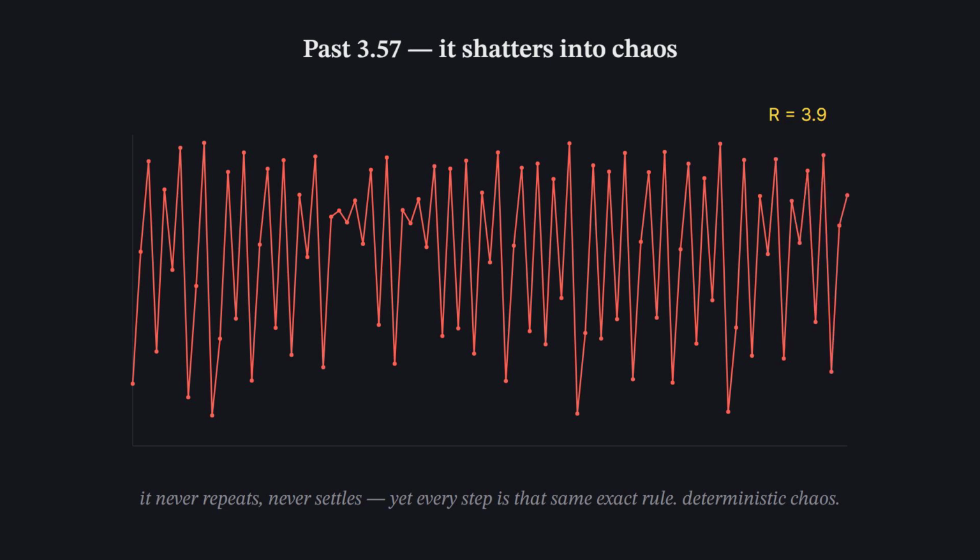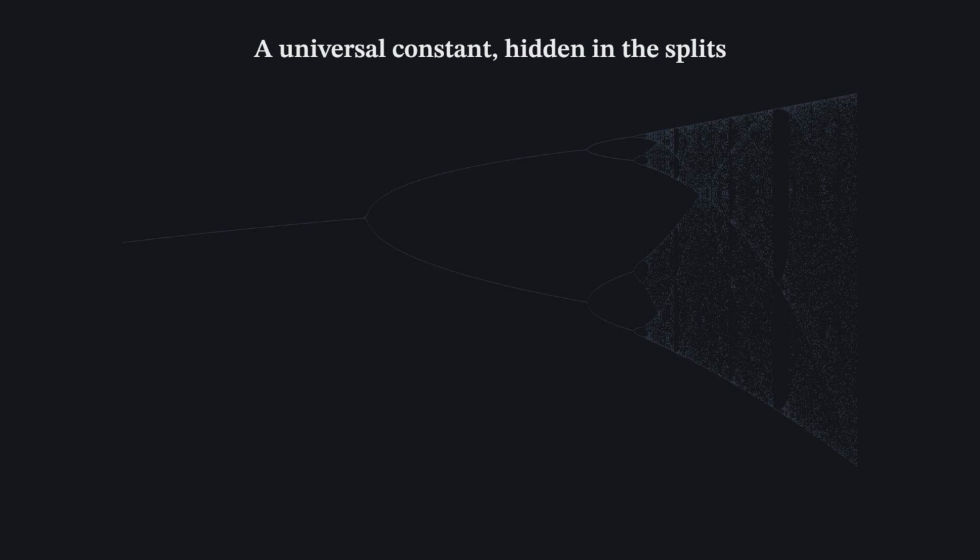The map from order to chaos is complete, but the deepest secret is hidden in the pattern of the splits. Measure how much dial you need for each doubling, and each gap is about 4.669 times smaller than the one before. Always. That number, 4.669, is called the Feigenbaum constant. And here is the miracle.